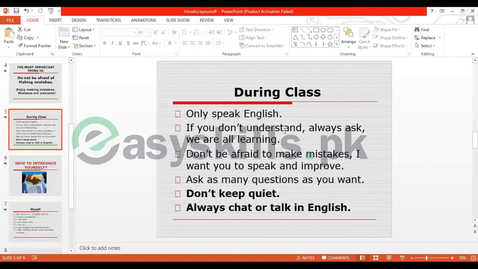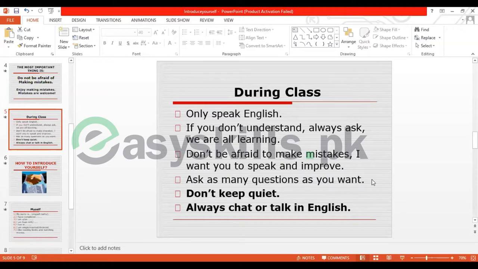If you do not understand, agar aapko samajh nahi aata, always ask, poochna hai aapne. We are all learning, hum sab seekh rahe hain. If you do not understand anything, ask me, ask anybody who can solve the problem. Okay, do not be afraid to make mistakes. I want you to speak and improve. आपने डरना नहीं है गलतियां करने से, और अपनी अंग्रेजी को इम्प्रूव करना है. I hope you understand this. Ask as many questions as you want. जितने questions आप पूछना चाहें पूछ सकते हैं. You know, class, in the demo class, I said one thing.